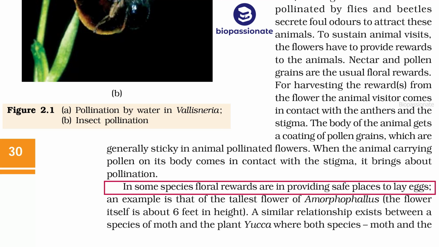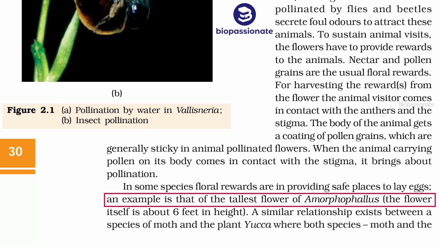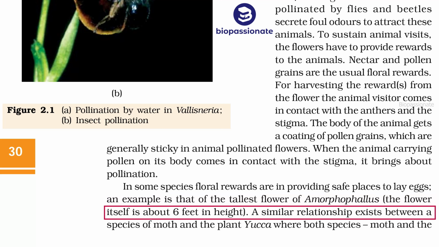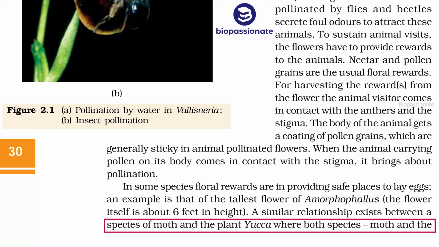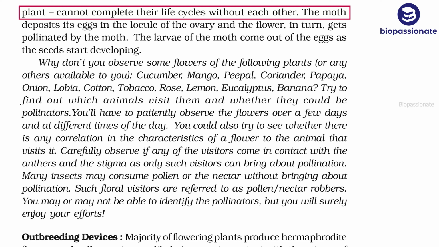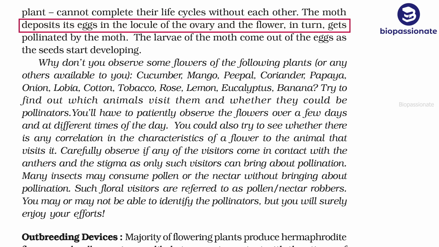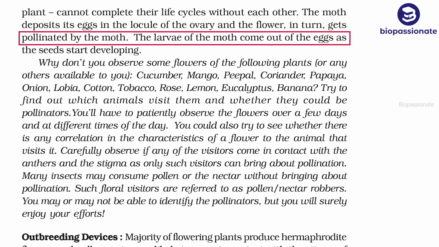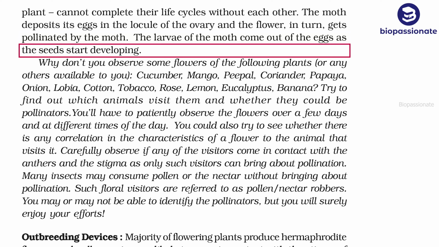In some species, floral rewards are in providing safe places to lay eggs. An example is that of the tallest flower, Amorphophallus. The flower itself is about 6 feet in height. A similar relationship exists between a species of moth and the plant yucca, where both species, moth and the plant, cannot complete their life cycles without each other. The moth deposits its eggs in the locule of the ovary, and the flower, in turn, gets pollinated by the moth. The larvae of the moth come out of the eggs as the seeds start developing.